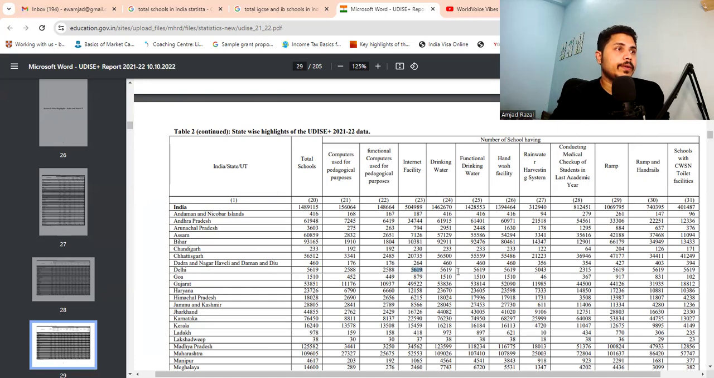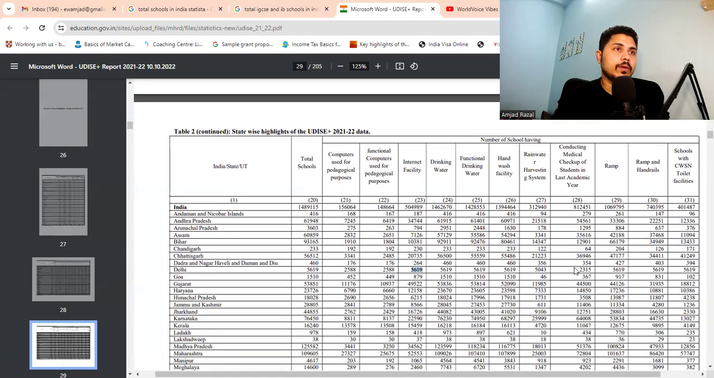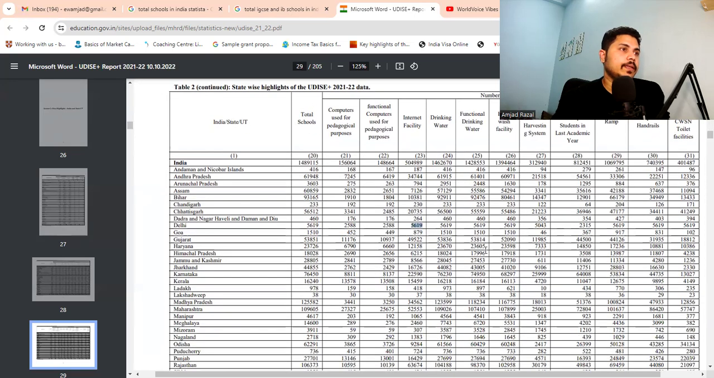You see, equally, drinking water, everything, functional drinking water, yes. Then we have hand wash facility, yes, equal number everywhere. And again, the same thing for ramp. And yeah, I think the data speaks for itself, right?